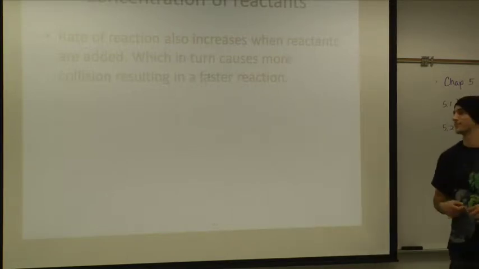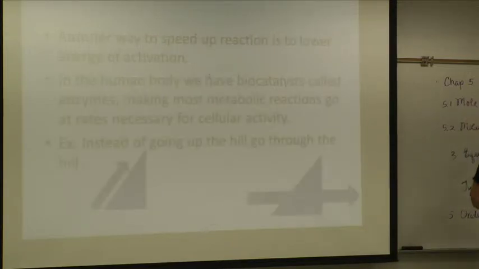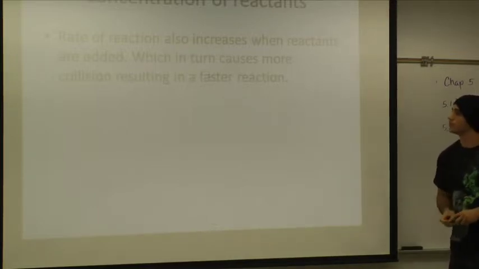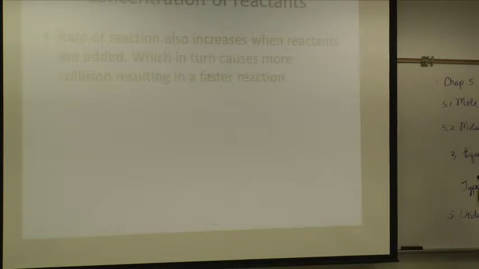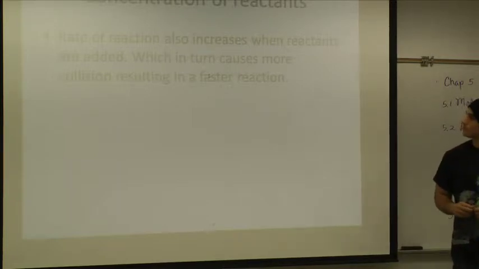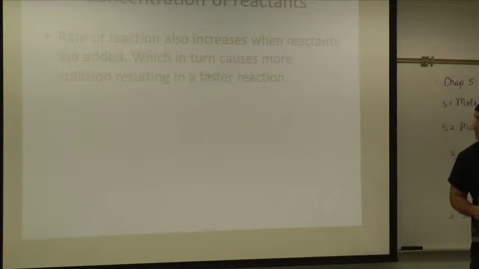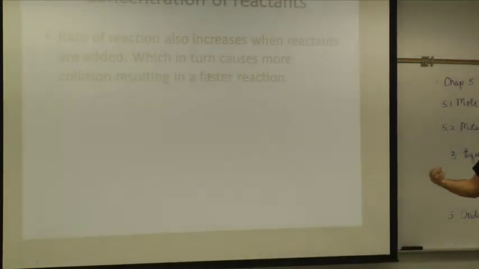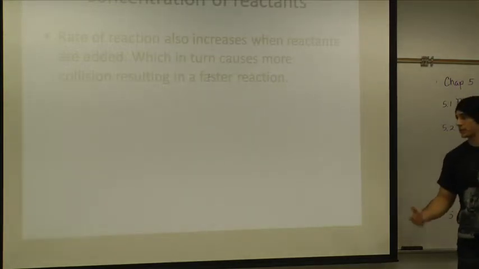Concentration of reactant: the rate of reaction is also increased as more reactant is added, which in turn causes more collisions, resulting in a faster reaction. So, as you increase the heat, like boiling water, the water tends to boil a lot faster. That's basically related to this one as well. You can also take vinegar and baking soda. If you add the vinegar to the baking soda, it'll automatically start to foam and make that volcano science project. If you do it the opposite way around, it won't cause such a reaction.